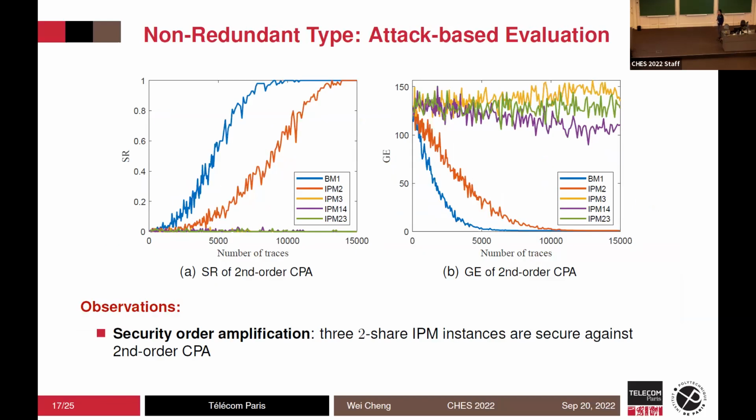Here is the evaluation of second-order CPA. We find that there are two cases that cannot resist second-order CPA. And the others, especially three cases, IPM 3, 14 and 23, can resist second-order CPA because in fact the security order could be third or fourth, at most third order, I think. So it's interesting to validate the security order amplification that has been in the literature for 5 or 6 years.